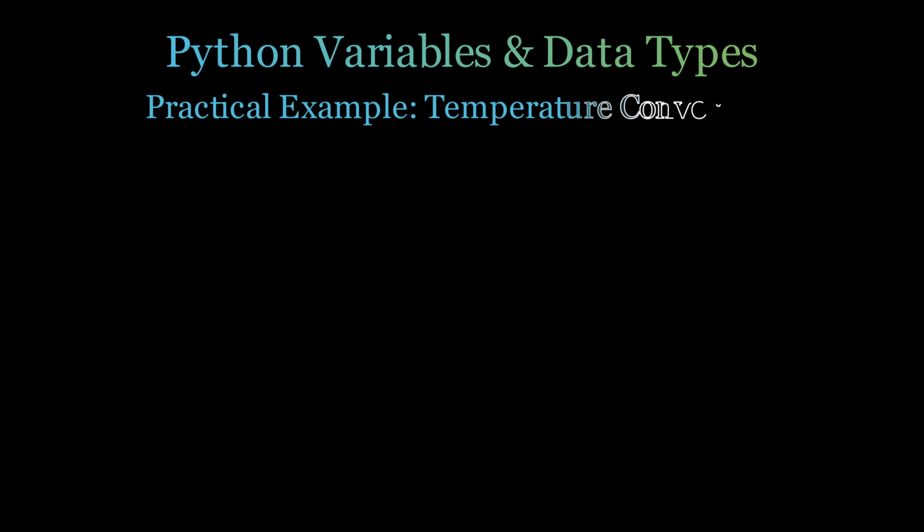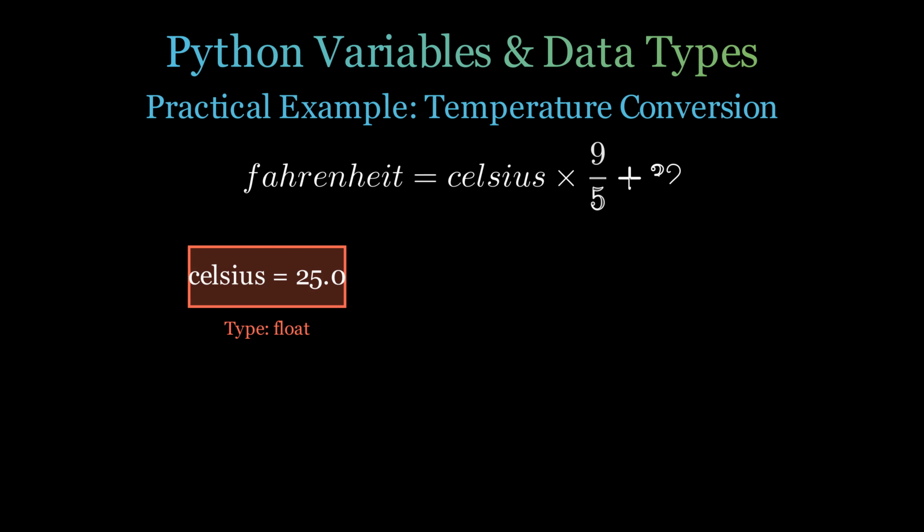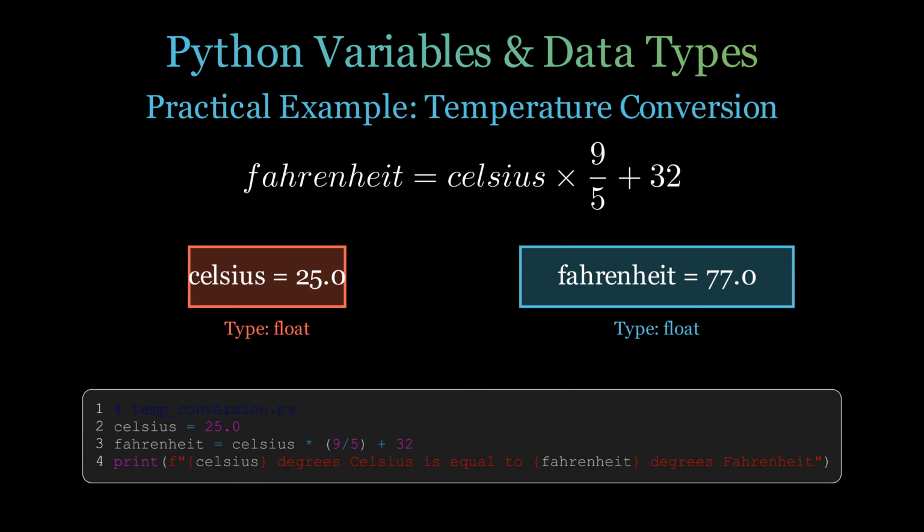Let's put everything together with a practical example: converting temperatures between Celsius and Fahrenheit. This will show how variables and data types work in a real programming scenario. We start with the temperature in Celsius stored in a float variable. The conversion formula takes this value and calculates the Fahrenheit equivalent. Both values are floats since temperature measurements often need decimal precision.